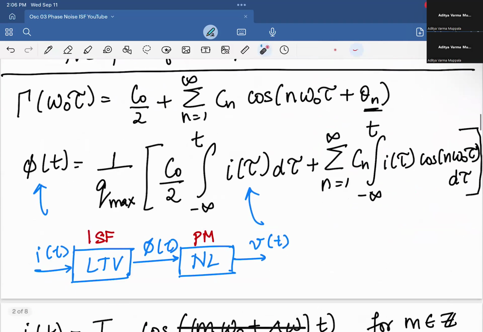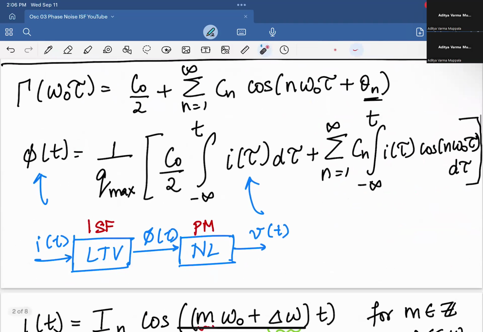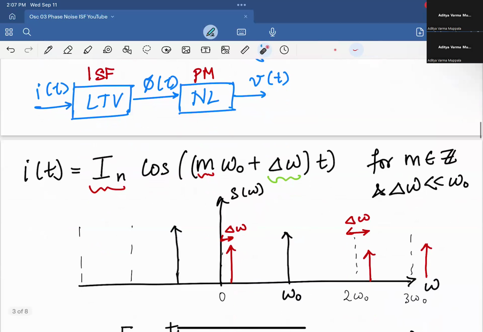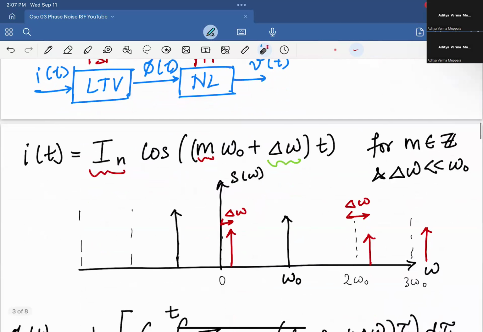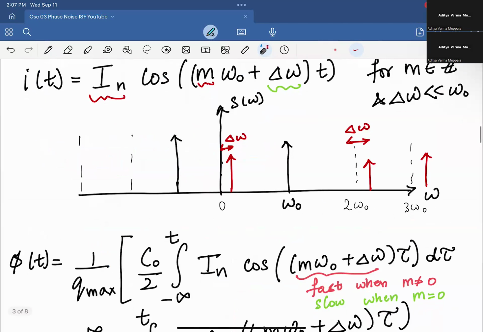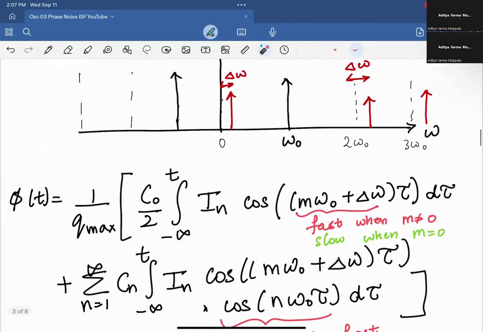Then we looked at, again as part of the review, that the gamma function can be expanded as a Fourier series. And then we looked at what the excess phase noise is given a certain gamma function and an input current. And we said, okay, this is the total model for the phase noise. We have an ISF model that takes i to phi, and then from phi to voltage is the phase modulation from the nonlinear function, which is cosine in this case. Okay. And then we looked at some equations. We took i of t and put that into the phase model.